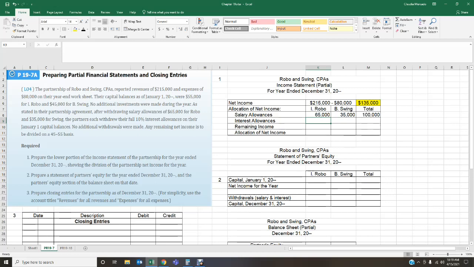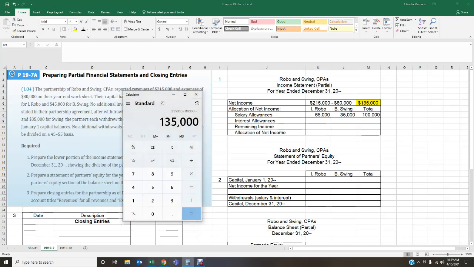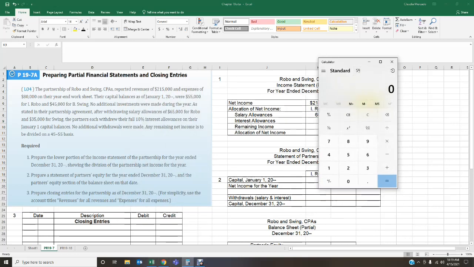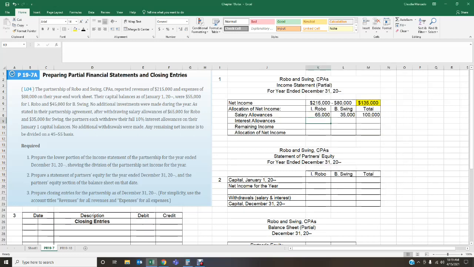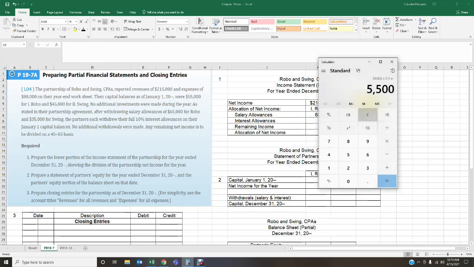So let's calculate the interest allowance for Robo. Robo had $55,000 in capital, and their interest allowance is 10%. So I'm going to multiply it by 10%. That gives an interest allowance of $5,500 for Robo. I put too many zeros. 5,500. There we go. Now let's do the same thing for Swing.